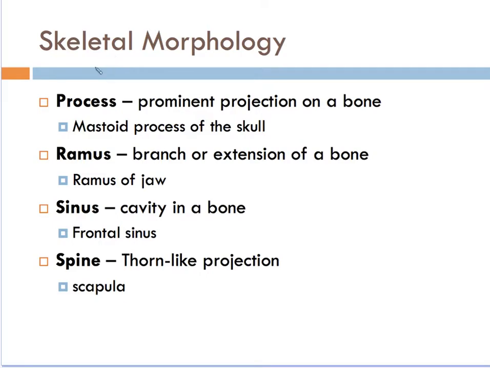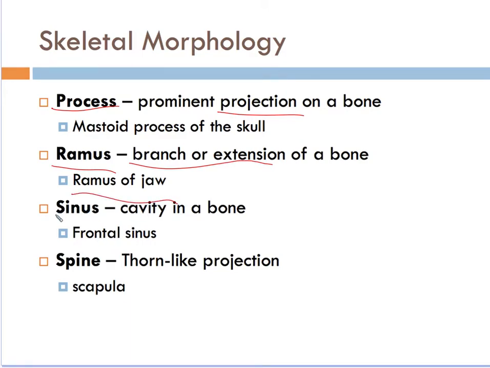Couple more. Your next term is process. A process is a projection on a bone. You have a mastoid process of the skull. You also have a styloid process, which we'll talk about. So these are prominent projections that you can identify. A ramus is a branch or extension of the bone. So you have a ramus of the mandible, ramus of the jaw, which we're going to look at.